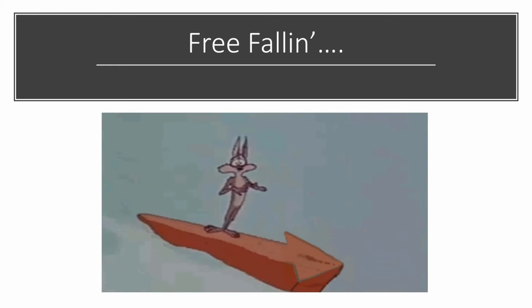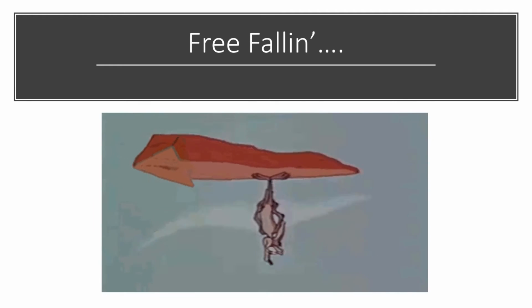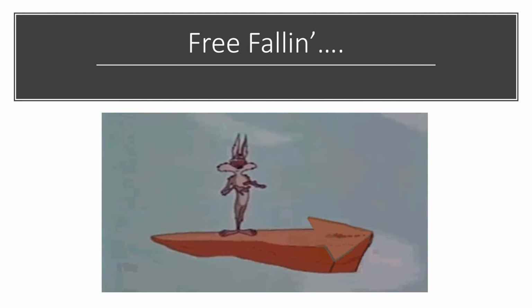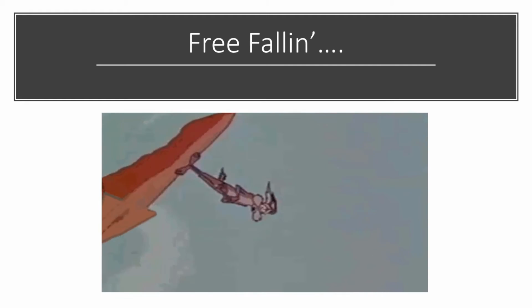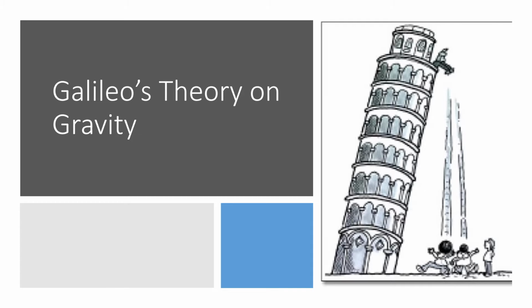So this presentation is all going to be about free falling. See, Wile E. Coyote falling like he is, hanging on top of the rock. Well, he's free falling. He's floating through air, being affected by gravity. That's pulling him down towards Earth, accelerating him towards the surface.